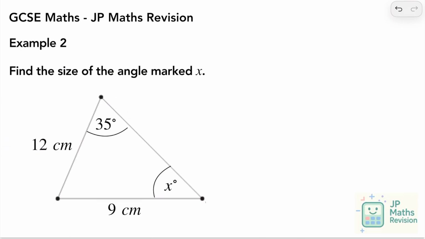Here's another example. We need to find the size of the angle marked X. I'm going to label the sides and angles like the previous question. So if I call 9 centimetres a, the angle opposite 9 centimetres needs to be capital A.